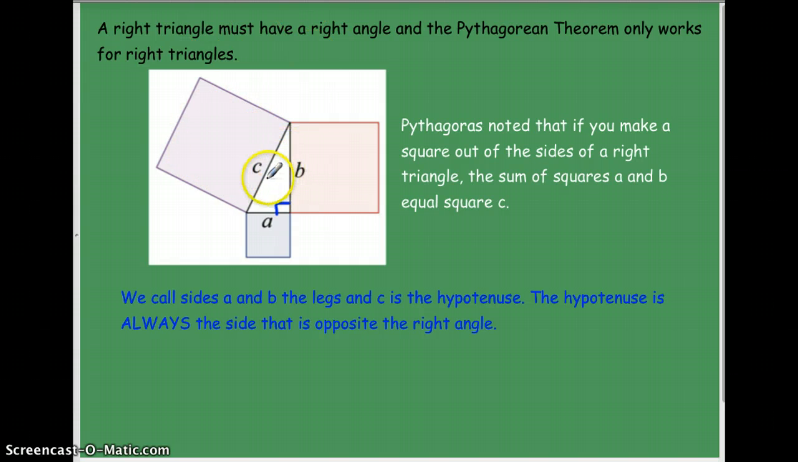So your parts of a right triangle, we call sides A and B the legs of the right triangle, and then we call side C the hypotenuse. Okay, they won't always use A, B, and C, but what you need to know is that the hypotenuse is always going to be the side that is opposite the right angle. So here's my right angle, my hypotenuse is this side right here. So you always want to look for that right angle and find the side that is opposite.